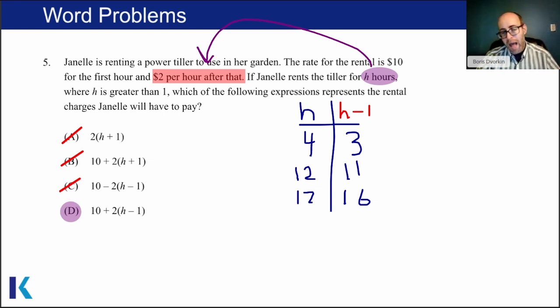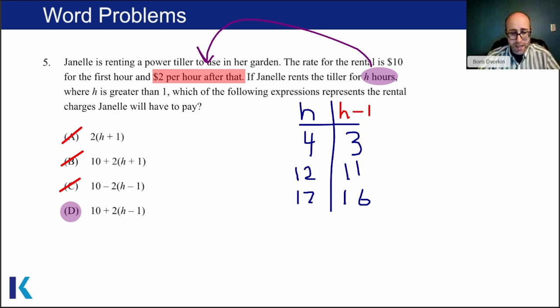Now, if you're a good math brain, you might be like, no, Boris, I don't want to do this elimination stuff. I just want to get it. Like, okay, it's 10 for the first hour. That's 10 plus 2 times how much? Oh, H minus 1. Great. And then you can pick it and move on, and that's fine too. But what I always love to show is that you don't have to be a math genius. You don't even have to like math. The answer choices are designed in such a way on most PSAT problems that if the math is some kind of kooky, difficult thing, then elimination will be a great way to go.